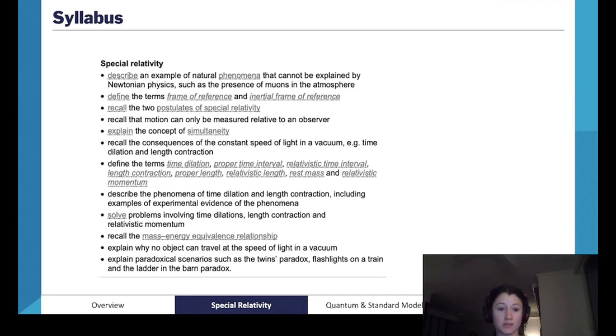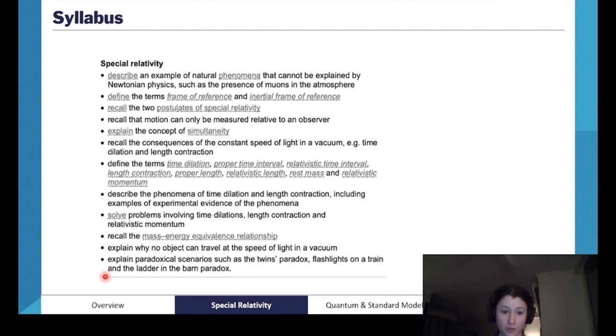Alright, so, a quick overview of what you need to know for special relativity. You need to understand the presence of muons in the atmosphere as an example of natural phenomena that cannot be explained by Newtonian physics. You need to be able to define all of these terms. As you can see, all the terms you need to define are in gray italics underlined, and you need to be able to remember the definitions of all of them.